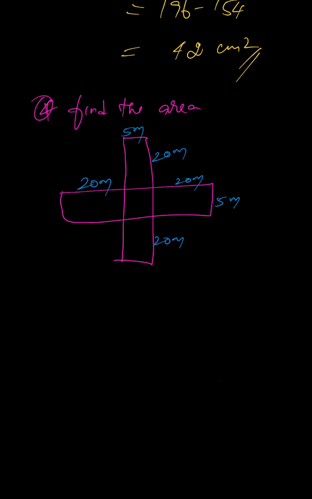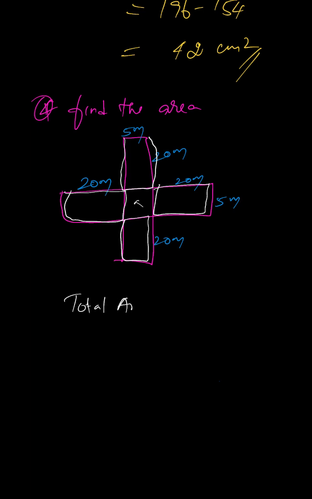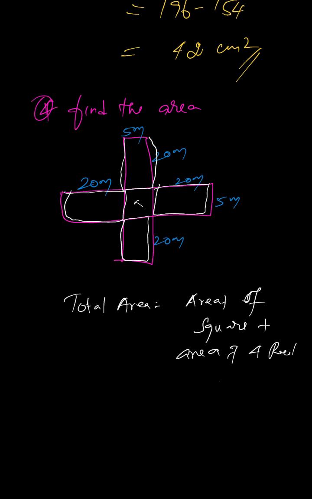Take 4 rectangles and 1 square. So I'm going to take 4 rectangles, this is one rectangle and this is another rectangle, this is another rectangle, this is another rectangle, 4 on each end. This is a square. So total area is equal to area of square plus area of 4 rectangles.